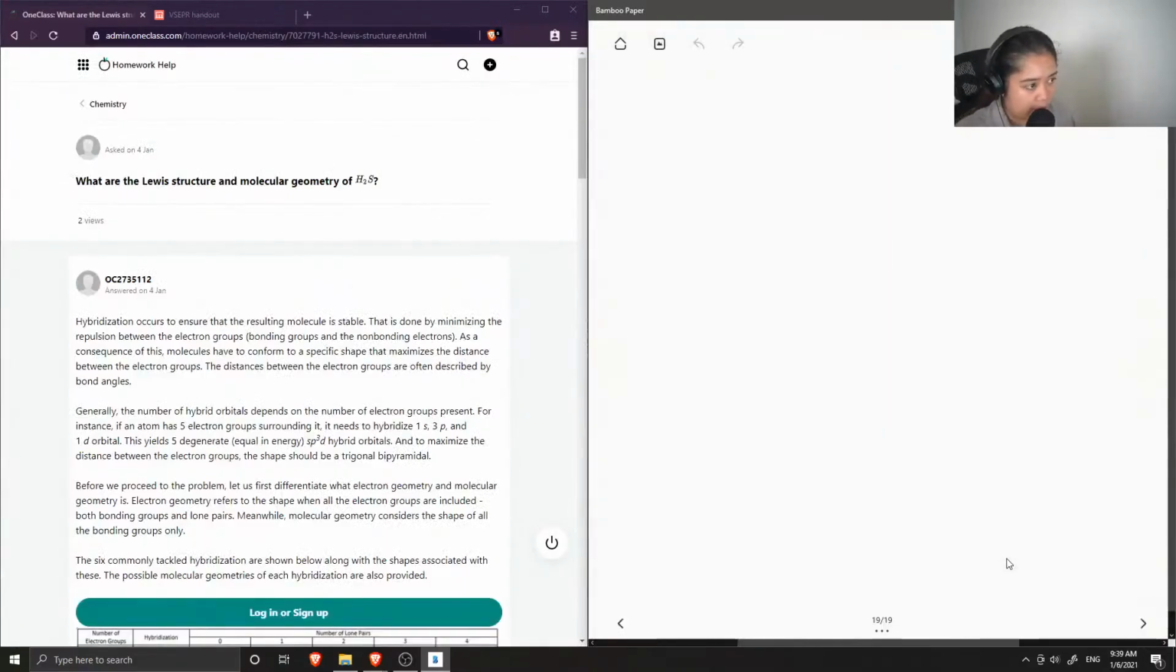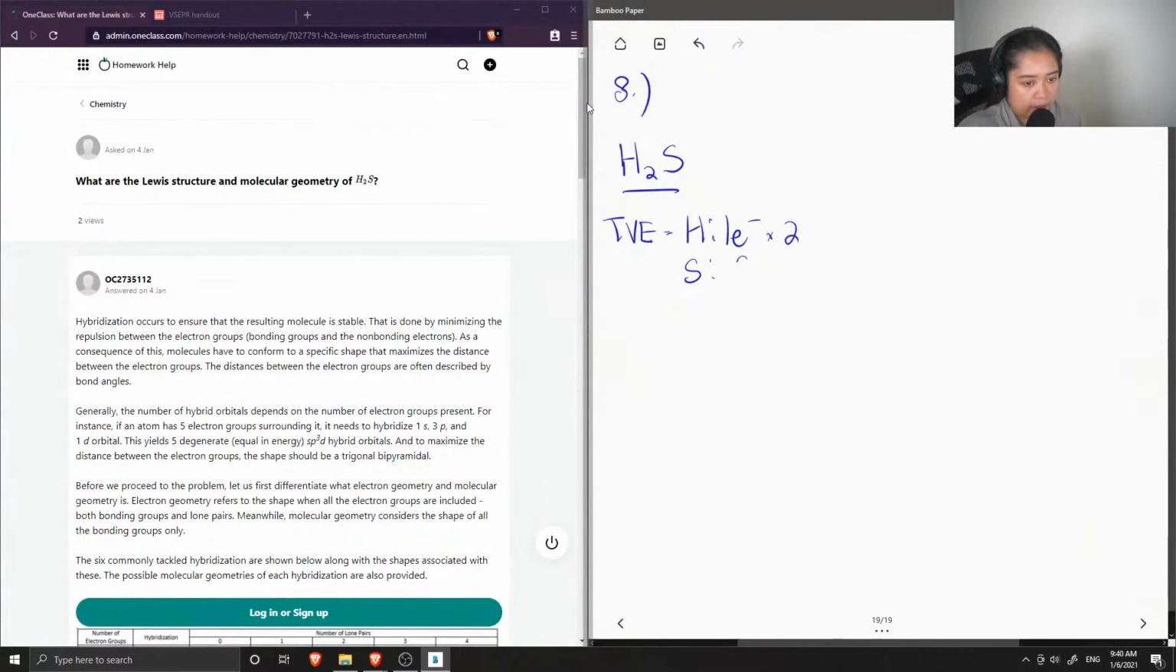Okay, so question 8. What are the Lewis structure and molecular geometry of dihydrogen sulfide? So first, let's find out the total valence electrons in this molecule. For hydrogen, there is 1, and we have 2 of them. And for sulfur, there are 6. So this gives us 8 total.